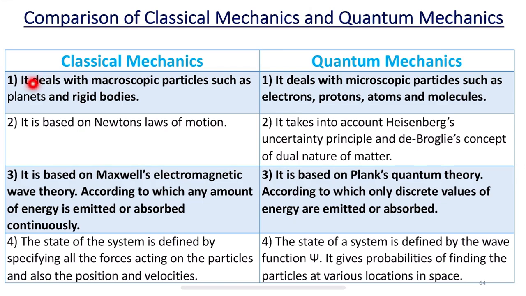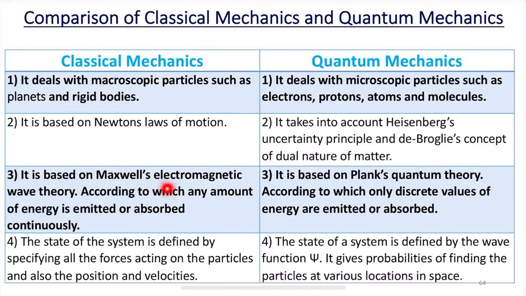Now let us see the main comparison of classical mechanics and quantum mechanics. Classical mechanics deals with macroscopic particles such as planets and rigid bodies, whereas quantum mechanics deals with microscopic particles such as electrons, protons, atoms and molecules. Classical mechanics is based on Newton's laws of motion, whereas quantum mechanics takes into account Heisenberg's uncertainty principle and de Broglie's concept of the dual nature of matter.